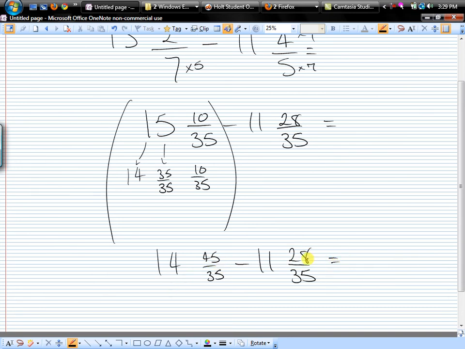Now all we need to do is subtract 28 from 45. So what we'll end up with is, I believe, 17 over 35. And then we subtract 11 from 14 and we end up with 3. So our final answer is 3 and 17 over 35.